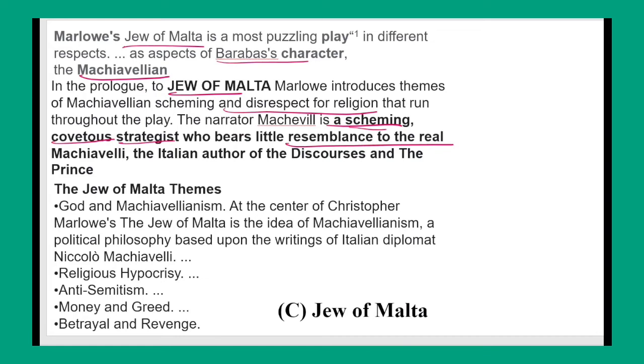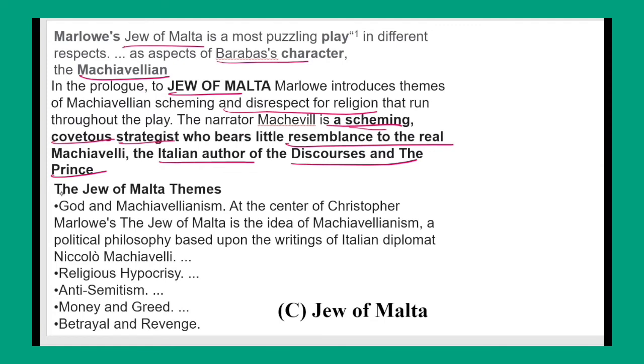So how did the word Machiavellian come about? It came from an Italian author, Machiavelli, who wrote many works. In these works we can find many realistic, villainous characters. That's why the word Machiavellian was taken from the Italian author Machiavelli. He has written the Discourses and The Prince.